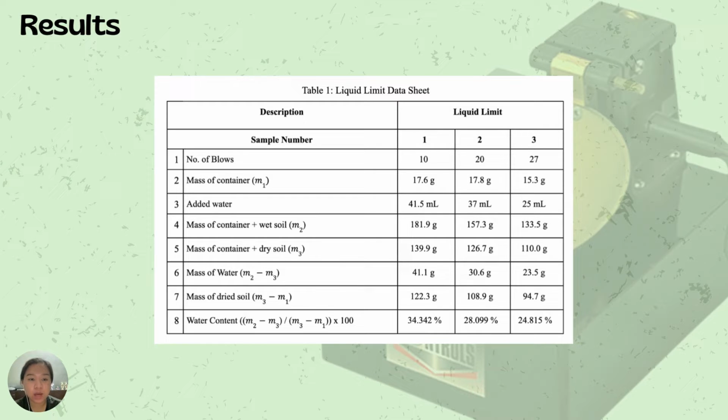As you can see, we have 8 collected data. We have the number of blows, the mass of the container for each sample, the added water that we mixed into our soil. We have the mass of container plus the wet soil, the mass of container plus the dry soil, and we have the mass of water, which can be solved using mass 2 minus mass 3. Next is the mass of the dried soil, which can be solved by subtracting mass 3 from mass 1. And lastly is the water content.